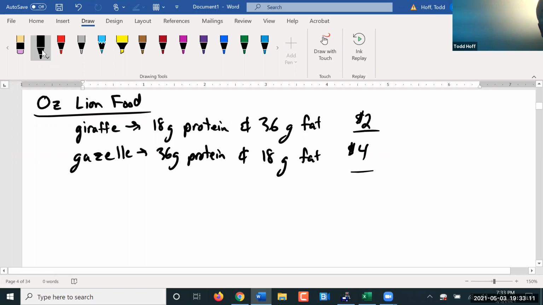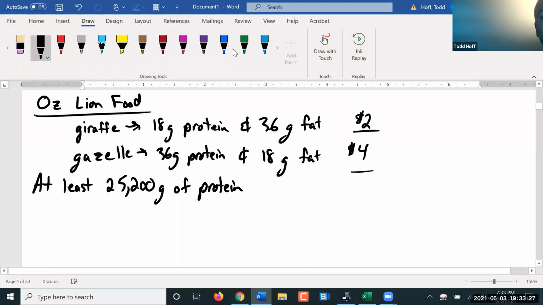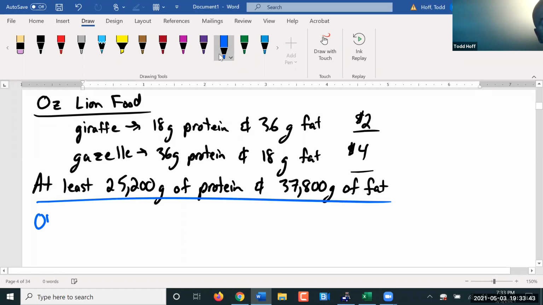What we want to do is we have constraints here. We want to have at least 25,200 grams of protein and at least 37,800 grams of fat in the food for a lion. And of course, our objective is to minimize the cost.